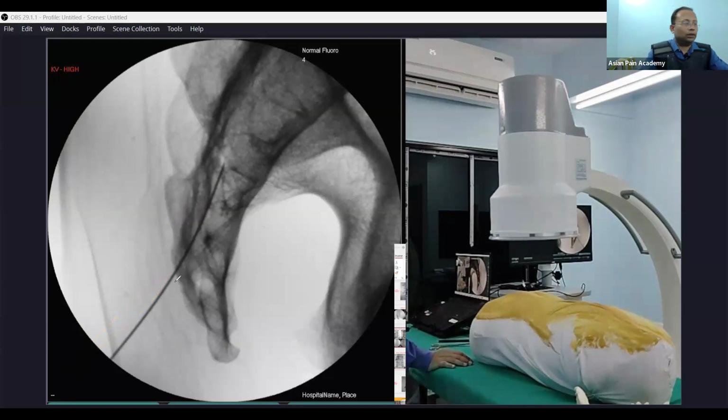Okay, next, is there any question in this part? Otherwise I will go with the SI joint injection.